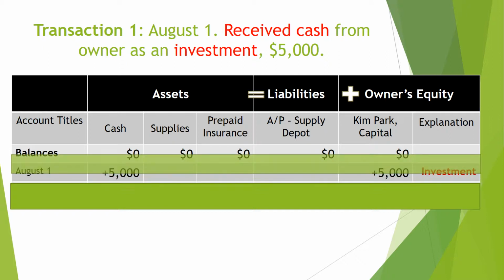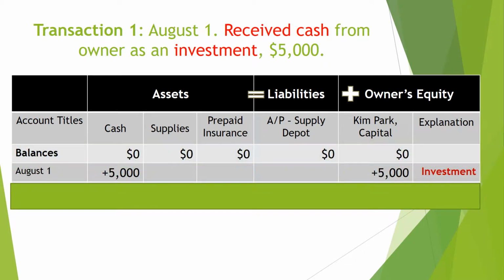So to record this, we are going to write August 1st underneath the account titles. Underneath the cash account, we're going to write plus $5,000. We're going to go to the capital account on the right side and write plus $5,000 since we said both of these accounts will increase. Underneath the explanation column for the capital, we will write investments. Whenever we use the capital account, we need to identify and explain the purpose of that account.